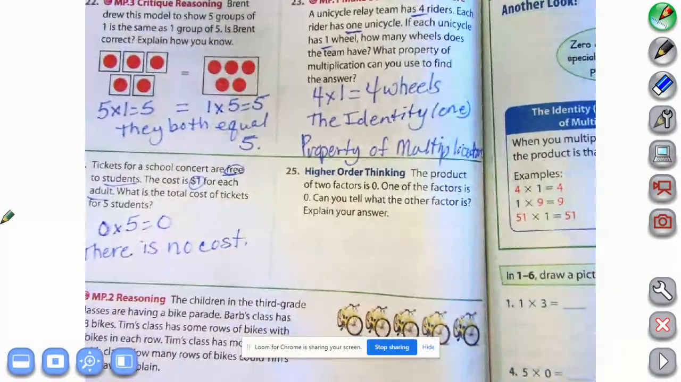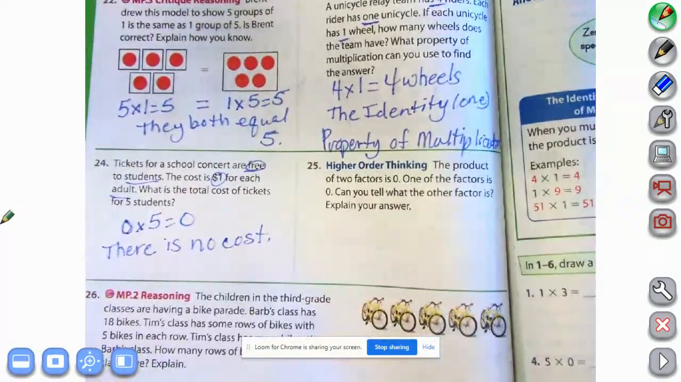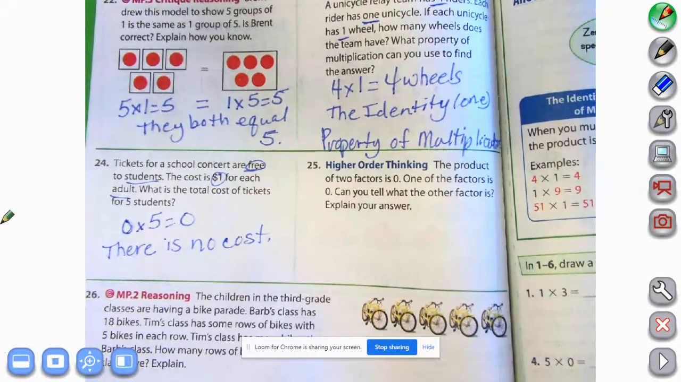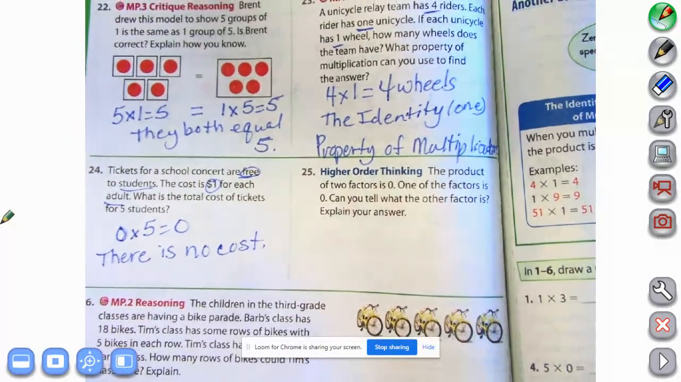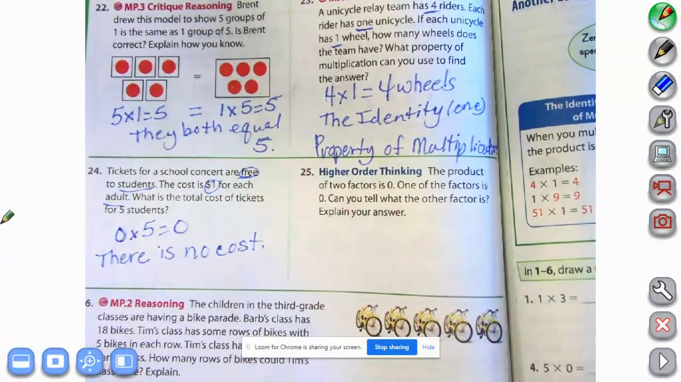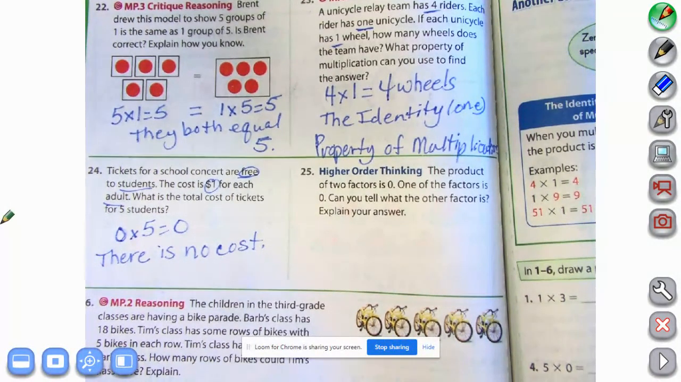Number 25. Go ahead and write those down. Go ahead and pause if you need to. When you unpause it, I'll be going right where you are, so don't worry about that. Number 25. The product of 2 factors is 0. One of the factors is 0. Can you tell what the other factor is?